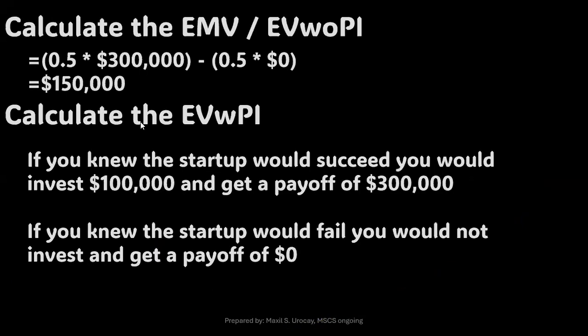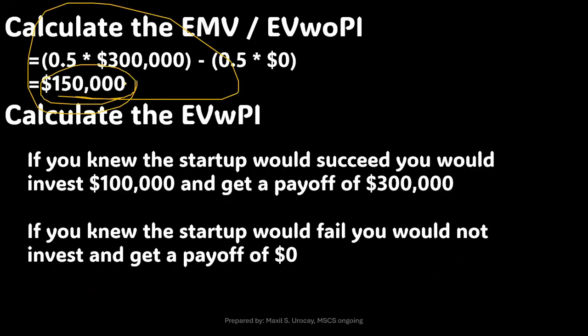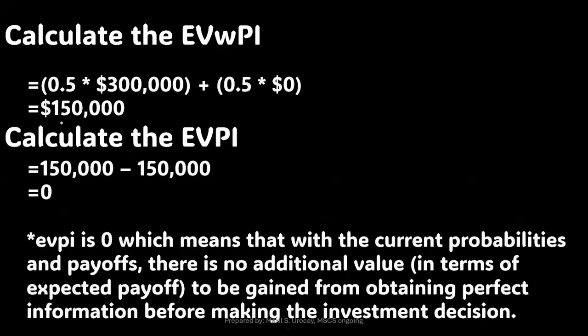So therefore, the expected value with perfect information is 150,000. And calculate the expected value: if you know the startup will succeed, you would invest 100,000 and get a payoff of 300,000. If you know the startup would fail, you would not invest and get a payoff of $0. So for this one right now, calculating the EVPI, it will be the same thing. Calculating the EVPI, it will equate to 0.